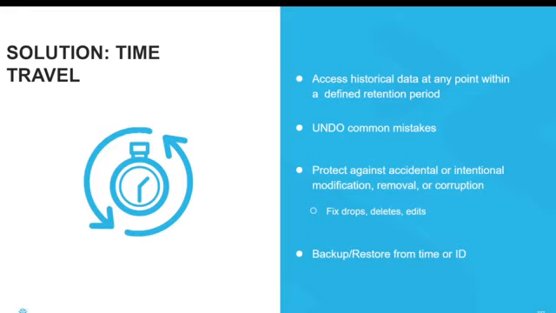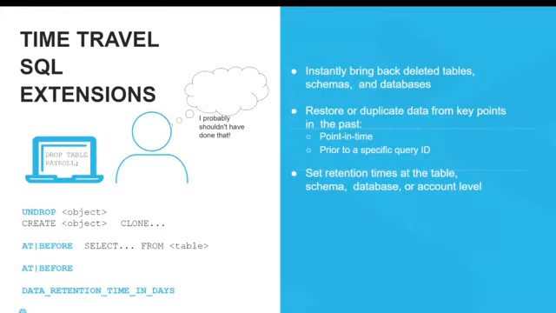You can undo common mistakes, right? For example, if you have dropped a table, you can undo that operation. If you have dropped some records, or a schema, you can undo that. It helps you in production against accidental or intentional modification or removal, or any corruption that happens in the data, right? It is going to fix drops, deletes, or edits in your data. Also, you can back up the data, and from that backup you can restore the data again based on some time, or based on some IDs, right? So this is the solution Snowflake provides, which we call time travel.